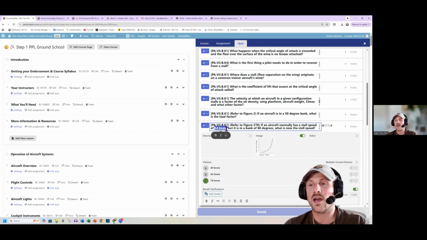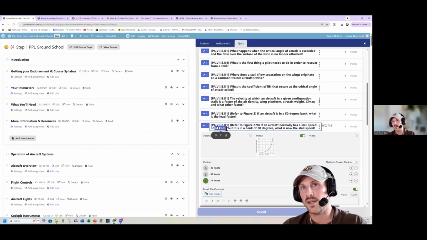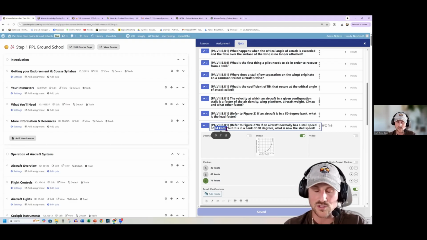But yeah, there's a little calculator that pops up on your testing computer at the test center. You can also bring a calculator, but it has to be unprogrammable, like a basic calculator. And also on the electronic E6Bs, there are calculators built into those if you know how to use those.